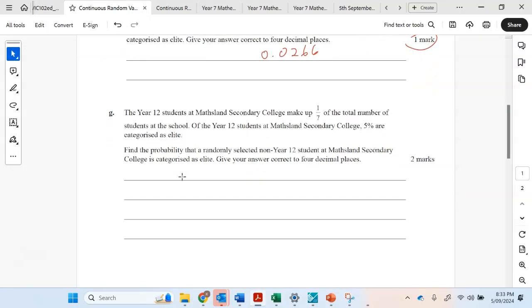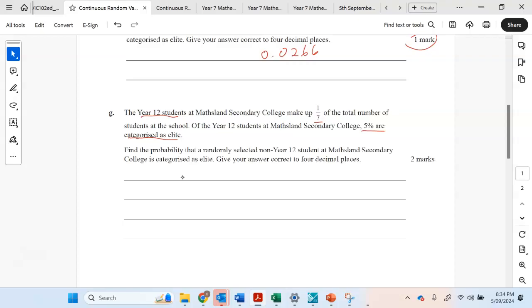All right, question G. So this is where we're coming into discrete. So I'll explain to you what is giving it away as being discrete. So the Year 12 students at Mathsland Secondary College make up 1/7 of the total number of students at the school. So when you think about it, is there 7 year levels? No, there's 6. Anyway, of these Year 12 students at Mathsland Secondary College, 5% are categorized as elite. All right, so I'm starting to think you're either Year 12, not Year 12, elite, not elite.